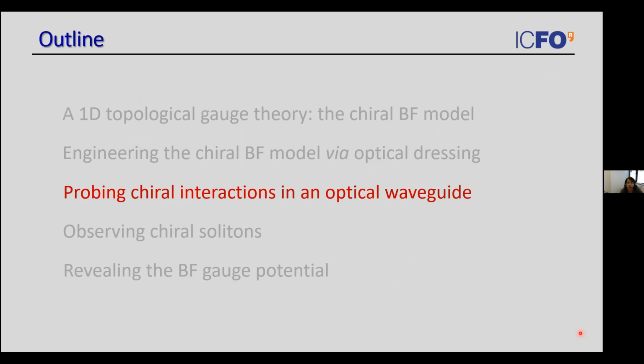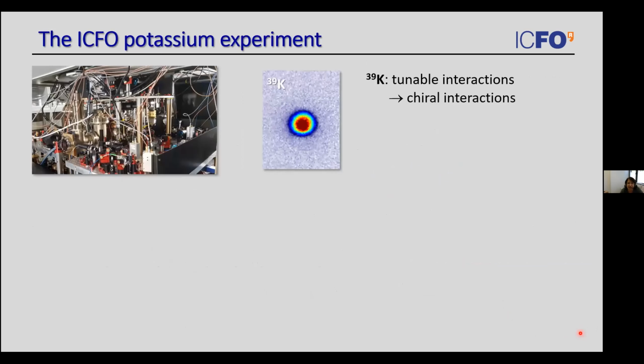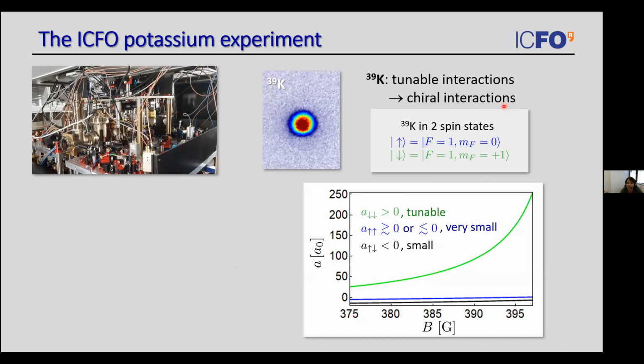So how do we probe this system? We make this system with potassium-39 BECs, which are nice because they have tunable interactions. So we can engineer these chiral interactions. We take two states that have very different scattering lengths. One is positive and vastly tunable with a Feshbach resonance. Another one is very small, sometimes positive, sometimes negative. Also, the interaction between the two states is very small.